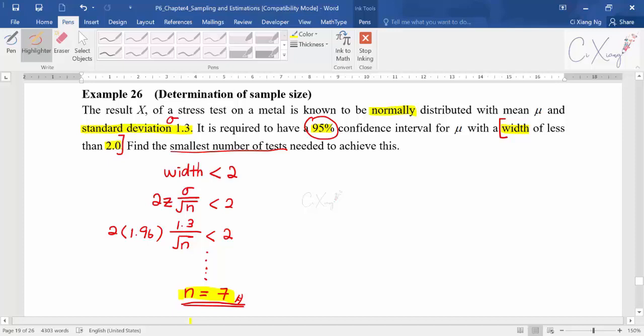Alright, okay, then before I end this video, I realized that in some of the tutorial questions, not from past year, but maybe from some other book, you might see some words that you're not so sure about. So let me talk about it here. The formula for our confidence interval limit is this one. Correct or not?